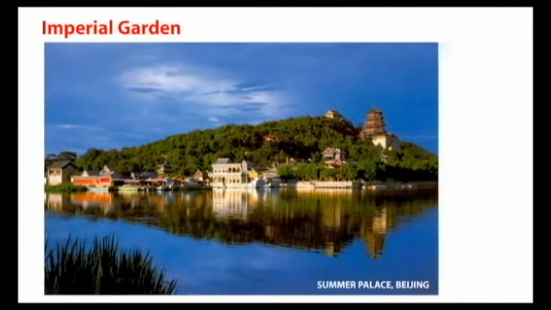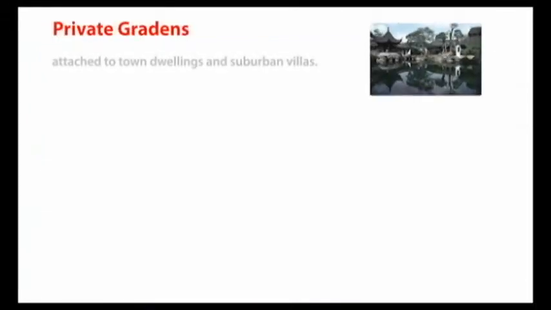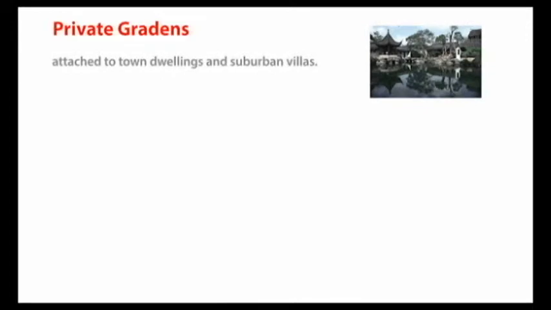The imperial gardens were built as a setting for summer palaces of imperial families, consisting of forests, streams, lakes, islands, often stocked with exotic plants and animals, frequently furnished with bright pavilions and bridges for the amusement of the royal party. The second form is the smaller private gardens, which are attached to the town dwellings and suburban villas.